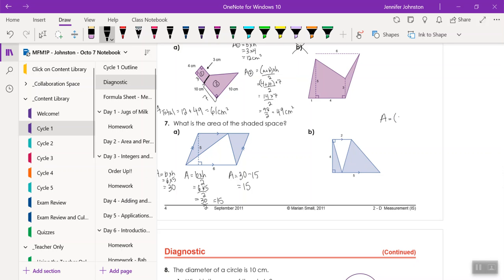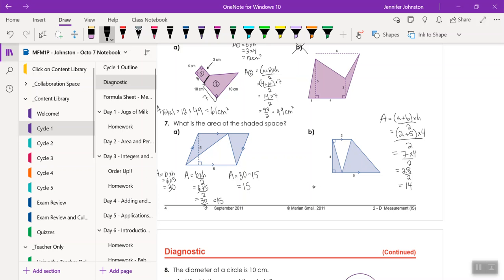Area is equal to A plus B times H divided by 2 because it's a trapezoid. The top is 2, the bottom is 5, and the height here is 4. So we get 2 plus 5 is 7 times 4 divided by 2, and 7 times 4 is 28. We get 28 divided by 2, which gives us 14.